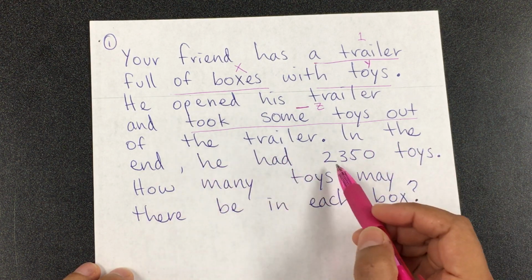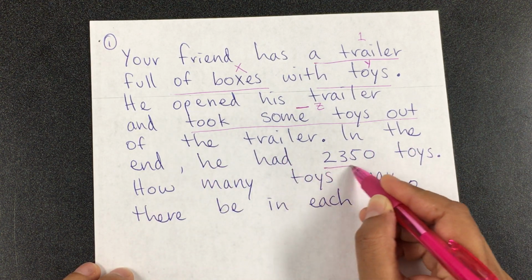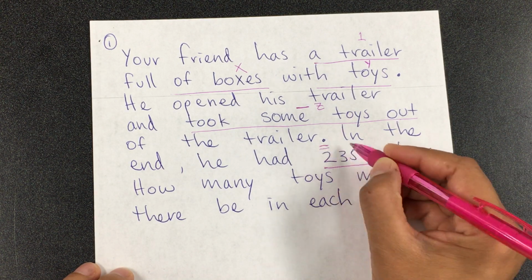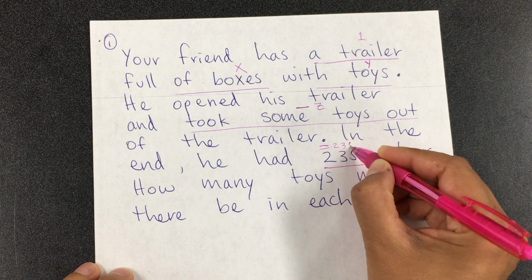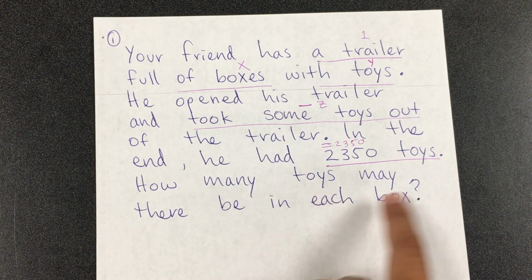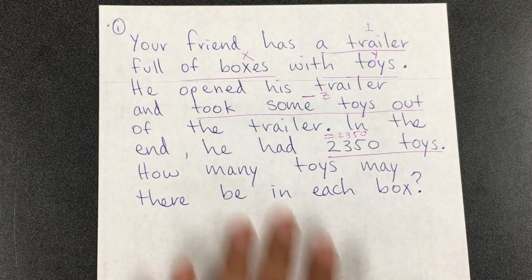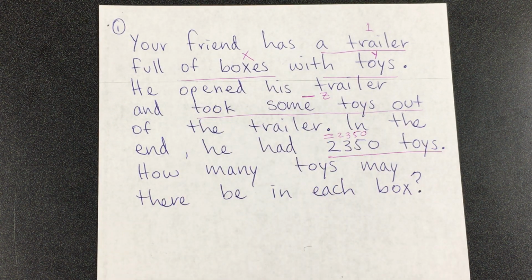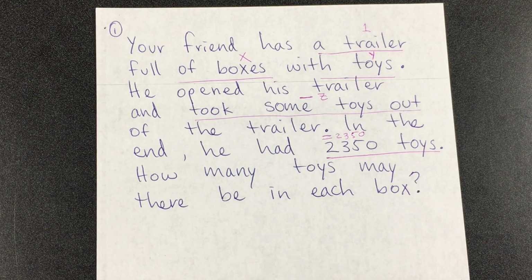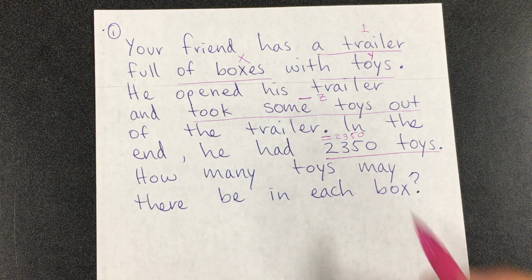In the end, he had 2,350 toys. So in the end, it means equal this many toys. How many toys may there be in each box? Since we have expressions in here and we have variables, we might not know exactly how many toys there are in each box, but we can find an expression that represents that. And so let's see what it says in here.